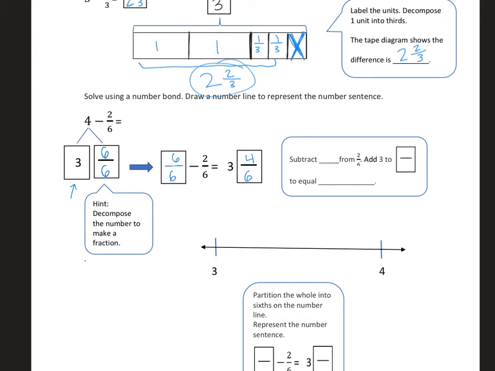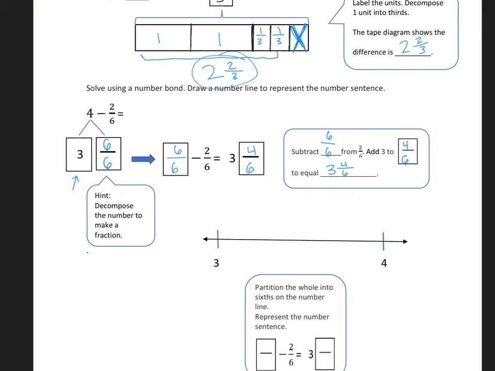So we said, over here in the bubble it says subtract. We're going to say 6/6 from 2/6, right? Then we're going to add 3 to 4/6, because that was what we got when we subtracted 6/6 minus 2/6. And then we're going to get a final answer of 3 4/6. Okay?